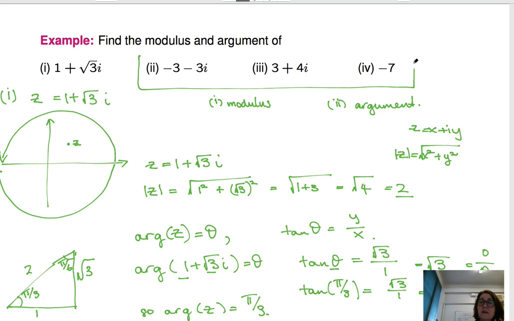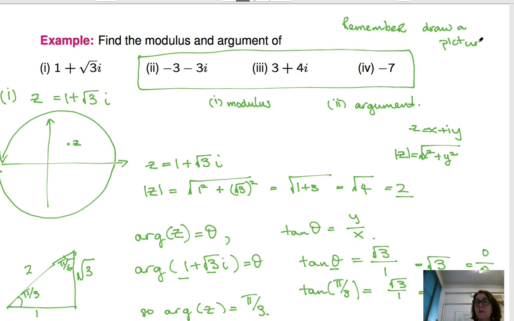Have a go at these ones. We'll talk about these when we come into class on Thursday. And remember, draw a picture and theta has to be an angle from minus pi to pi. Okay? All right, have a go at a couple of questions before we move on to the next part of this topic.